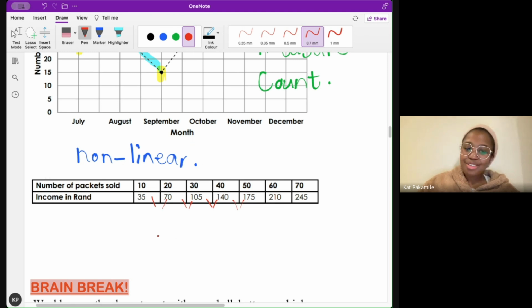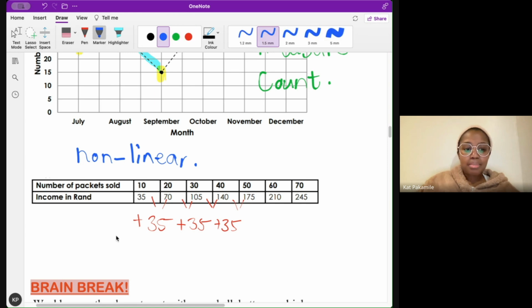There's a constant difference. And what is my difference? What am I going up by for this graph? Yes, 35. So let's go from 35 to 70. We added 35, added another 35 and another 35 and so on. So this constant difference means that my graph is indeed a linear graph.